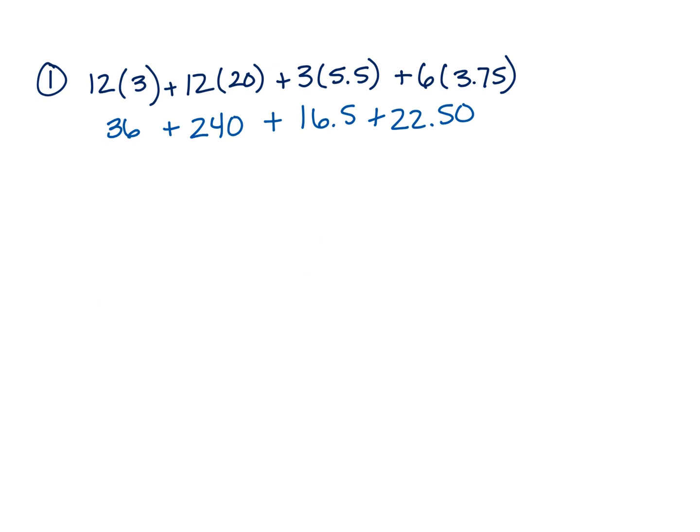Then adding these 3 values together, a 50 cents and a 50 cents are going to make a whole dollar. So that's like saying 17 and 22, which would be 39. And if you add 36 and 240, you get 276. Adding that to 39, we get $315 for a family of 12, which for 12 people probably isn't too bad. That's a lot of people in your family.